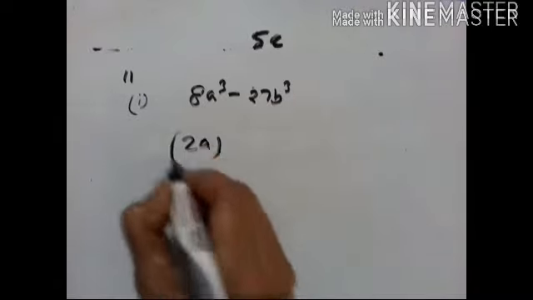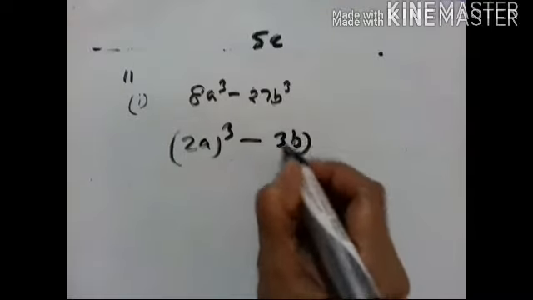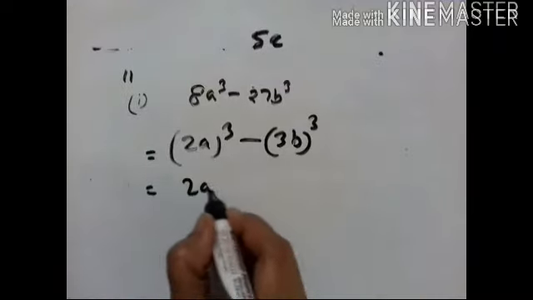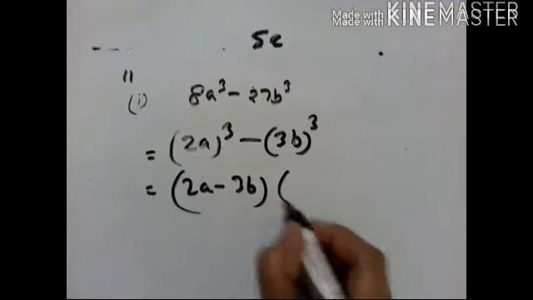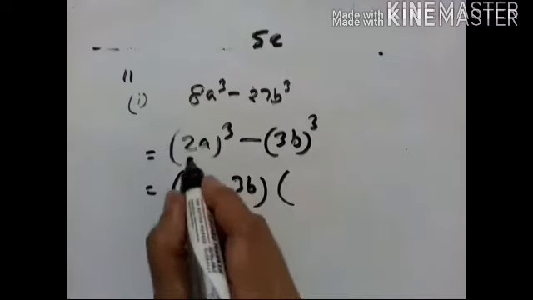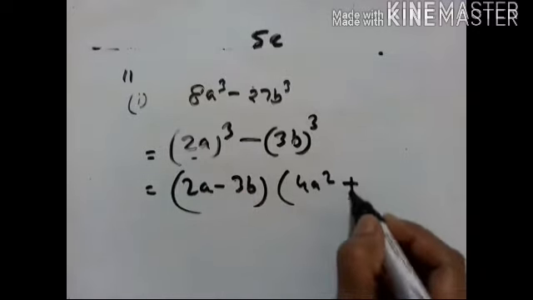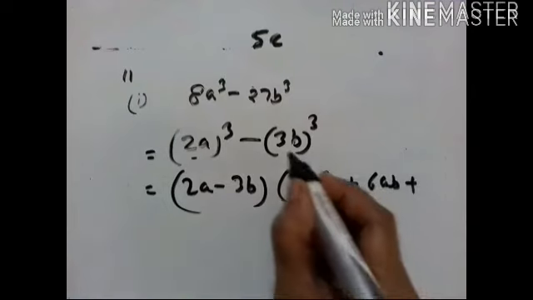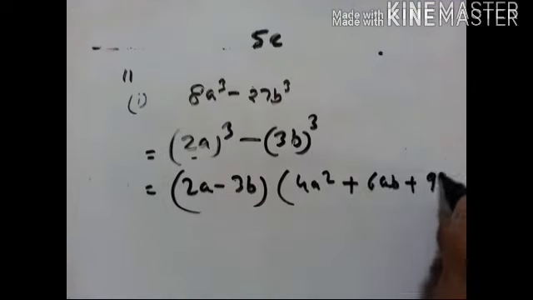This is 2a cube minus 3b cube. a cube minus b cube, (a - b): (2a - 3b) into (a squared plus ab plus b squared). This one squared, 4a squared, plus 2a into 3b, 6ab, plus 3b squared, 9b squared.